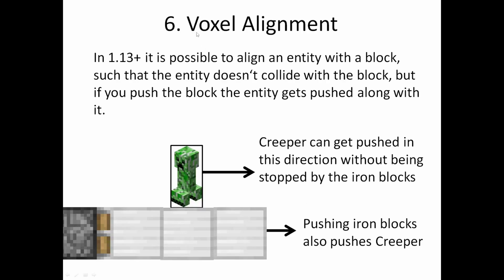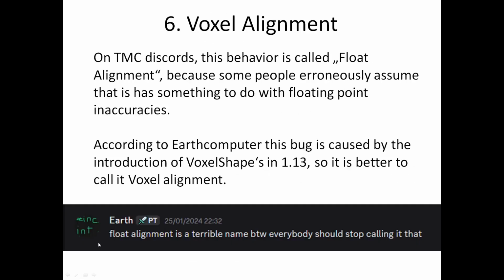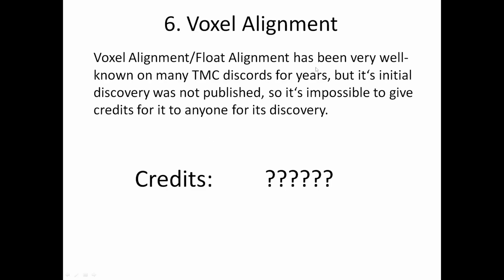And this is something which some people call float alignment, which I will call voxel alignment, because Earth Computer says that float alignment is a terrible name, and it's caused by voxel shapes which were introduced in 1.13, so we will call it voxel alignment. This is a behavior which has been already known for several years on technical Minecraft discords, but it wasn't published when it was initially discovered, so nobody has any idea who actually discovered it, so credits go to absolutely no one. You can credit Wasteworks if you want. That's that.